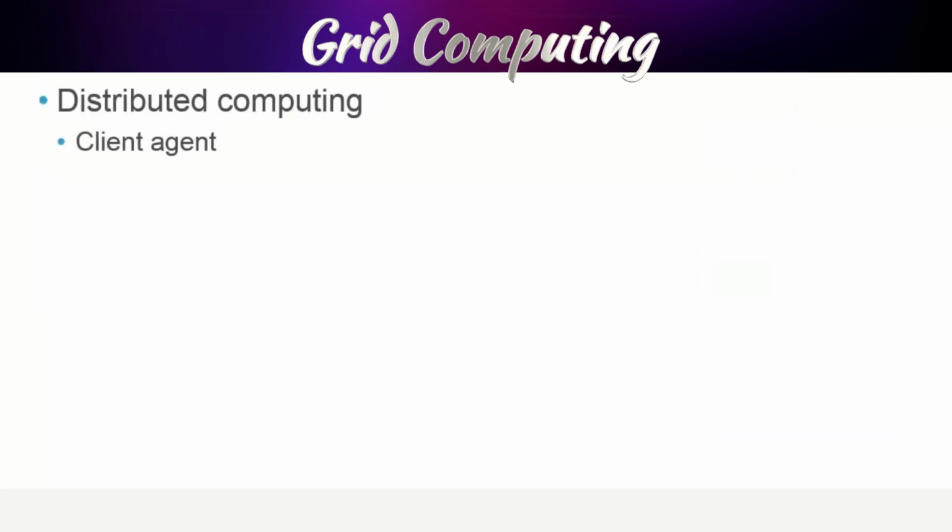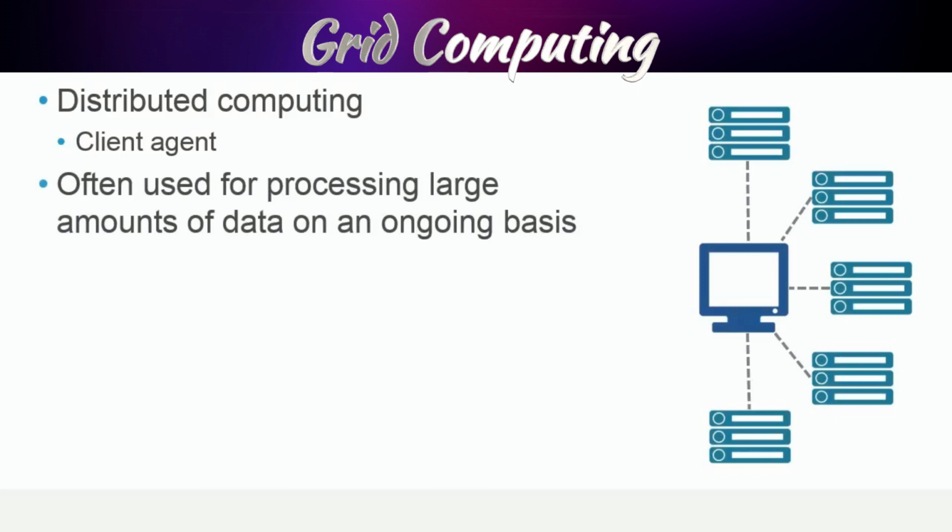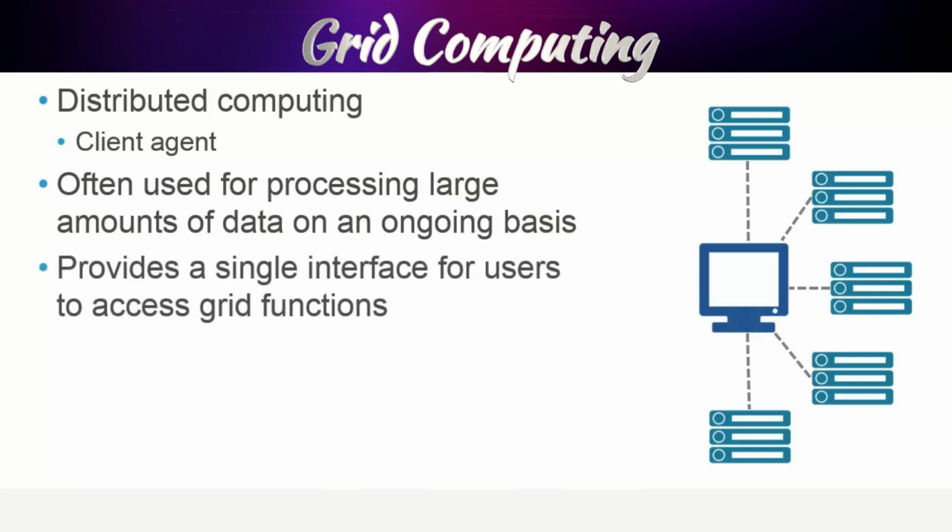Each grid computing node needs to have some kind of local intelligence to know it's participating in grid computing and how to deal with job allocation and prioritization. So often there is a client agent installed to make this happen. Grid computing is often used for processing large amounts of data on an ongoing basis. Some examples of that could be related to medical research, oil and gas exploration, or climate model predictions, and so on. It provides a single interface for users that can then access the grid functions.